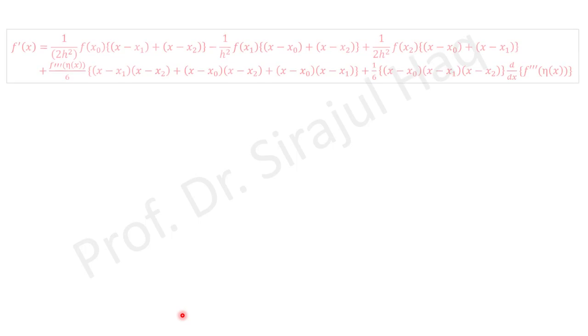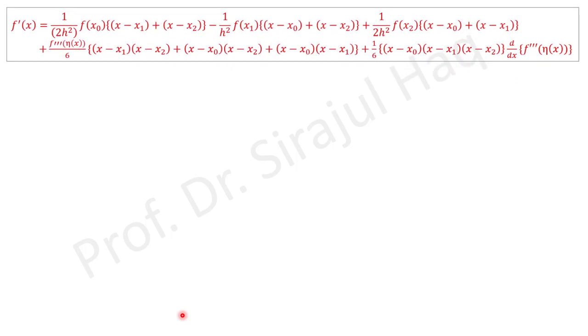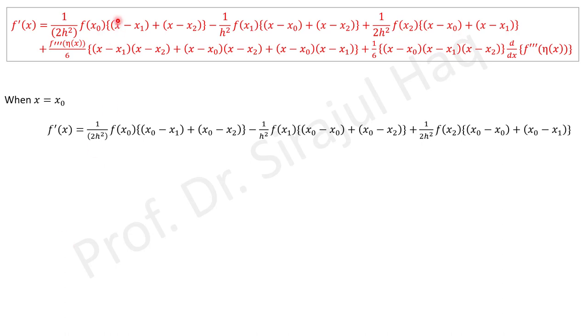Let's see. I reproduce that expression, that derivative. Now let's replace x by x naught. Remember, this is a constant term, which is there. This will be x naught minus x1. This will be x naught minus x2. Plus, this is a constant, x naught minus x naught and x naught minus x2. Plus, this is a constant, multiplied by x naught minus x naught and x naught minus x1.